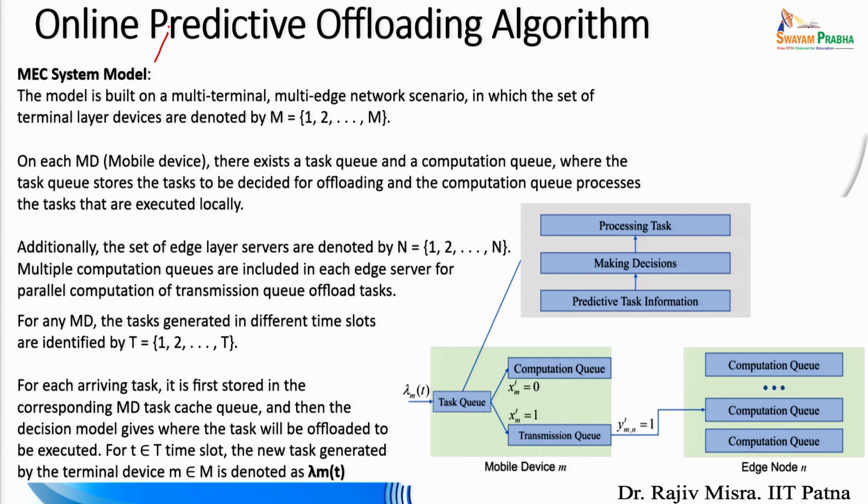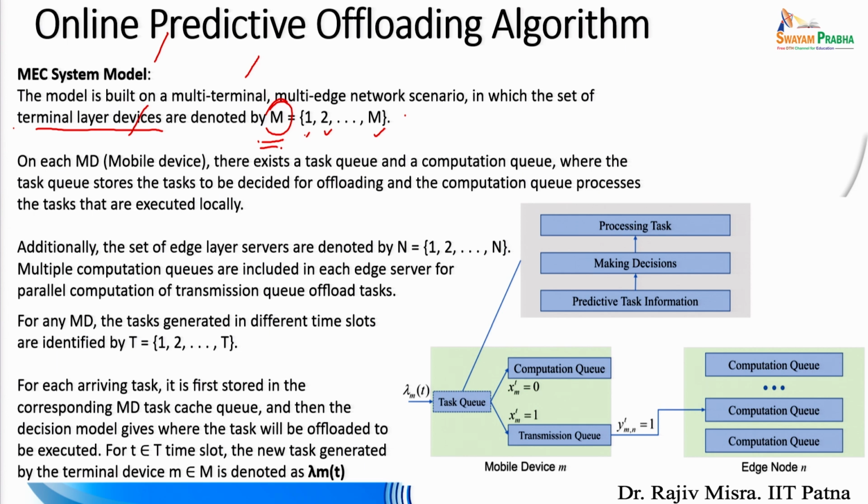So, let us see about the mobile edge computing system. Here we have to now model the mobile edge computing system. The model of mobile edge computing comprises a multi-terminal, multi-edge mobile network scenario, in which the set of terminal layer devices are denoted by M1, M2 and so on up to capital M. M means these are the terminal layer devices.